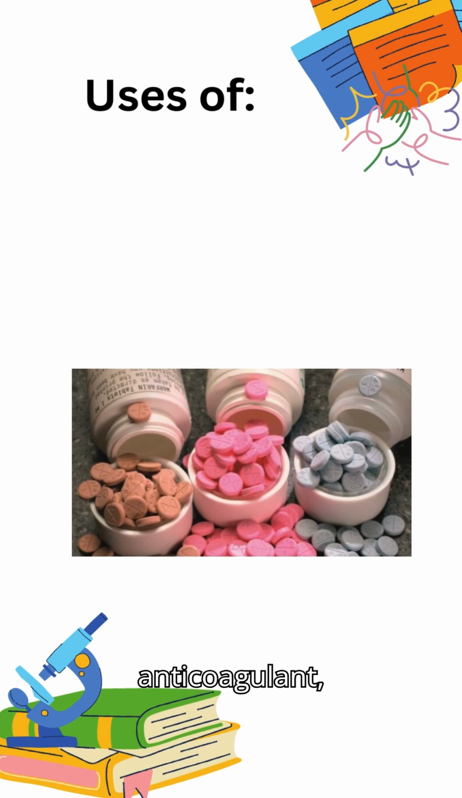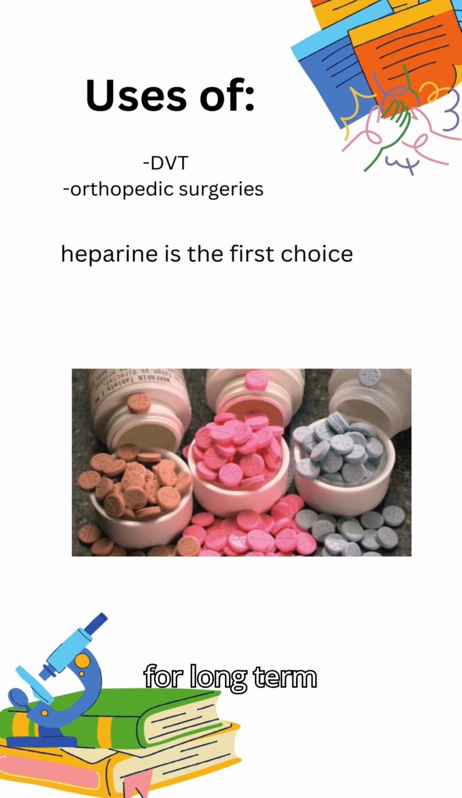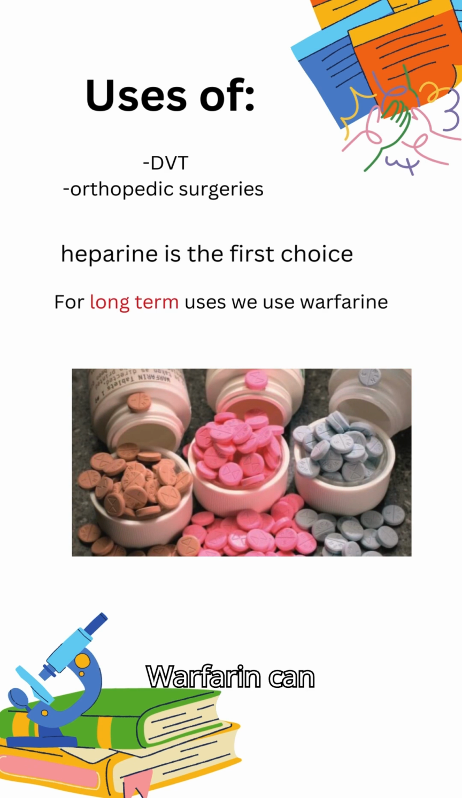For any anticoagulant, as you remember, used for DVT and orthopedic surgeries, always heparin is the first choice, but for long-term use we use warfarin since it's oral. Warfarin can pass the placenta, so it's contraindicated in pregnancy. And there are special uses depending on the characteristics that we have talked about.